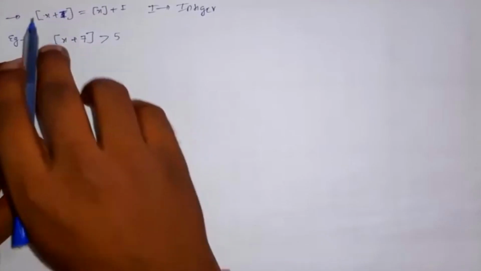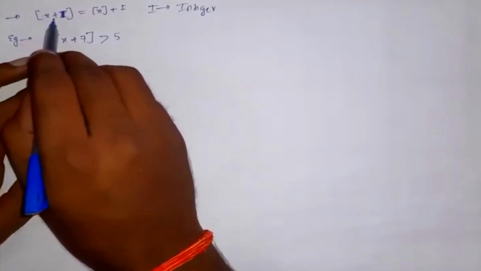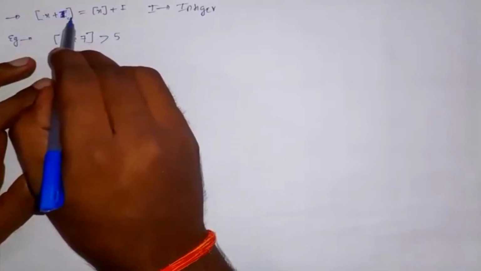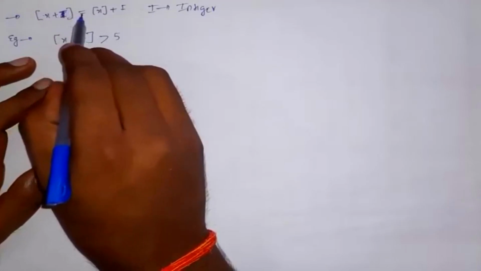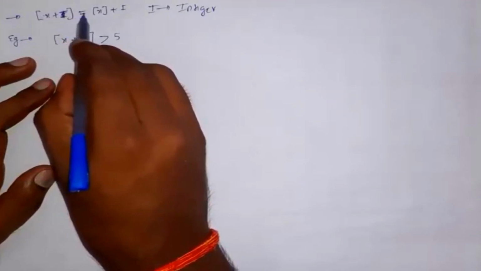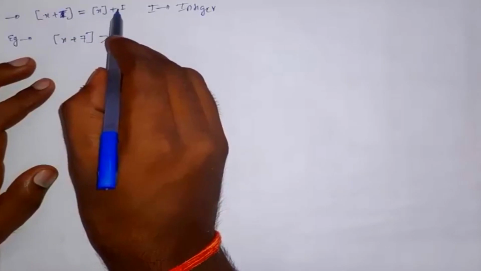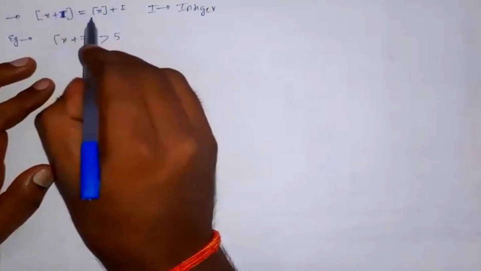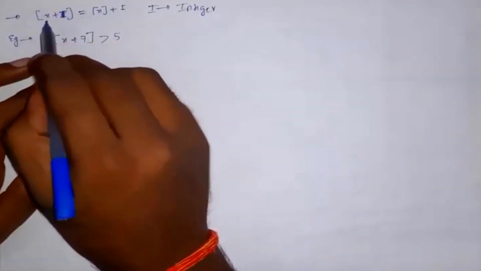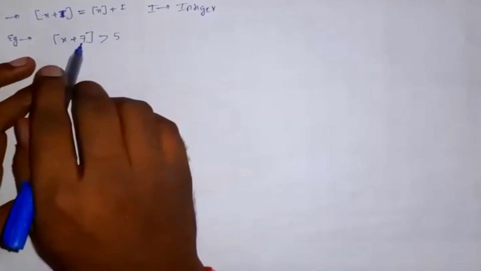If it is written like this, the integral part of x plus an integer, then we can expand this as the integral part of x plus the integer. The integer value will come out of the integral, the whole integral. I have taken an example based on this.